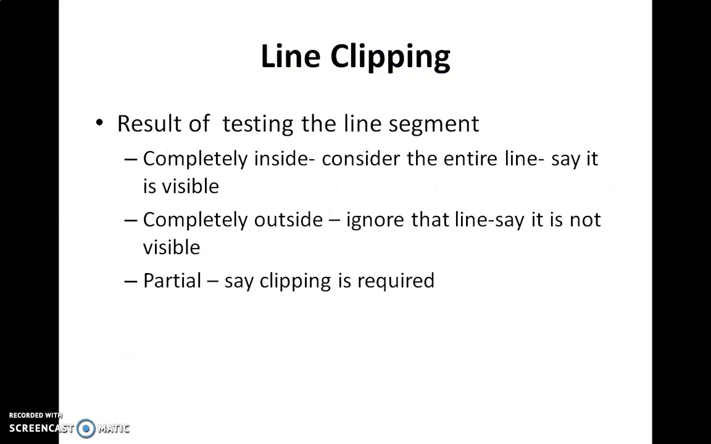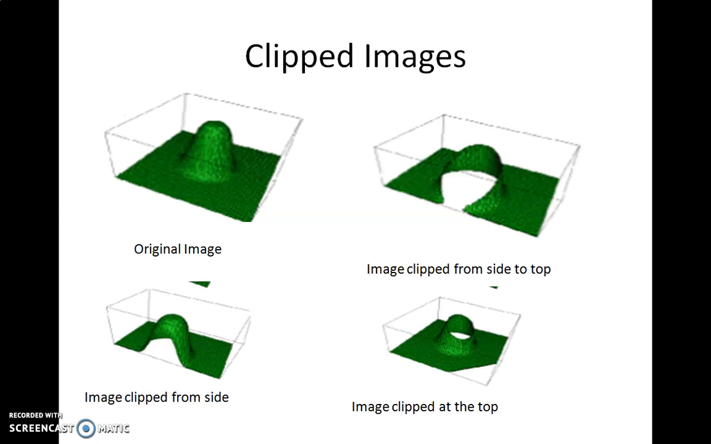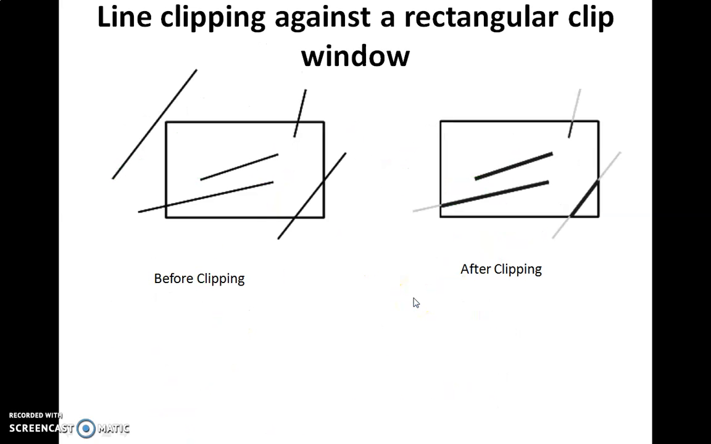So, the result of the testing. If the line is completely inside, we need to consider the entire line and say it's visible. If the line is completely outside, then we ignore the line and say it's not visible. When it's partial, then clipping is required. So, these are the clipped images. We have the original image and these are the various clipped images that we can see. Here is where we have the exact line clipping.